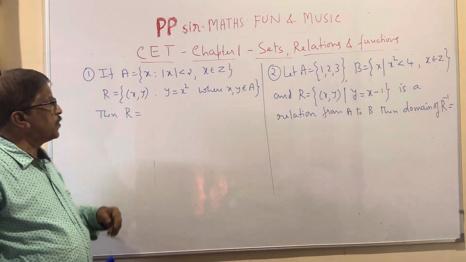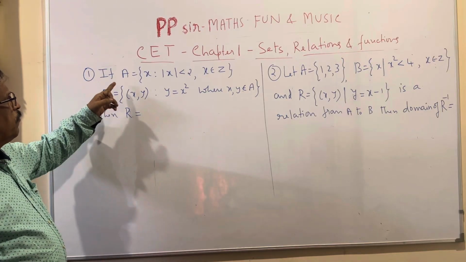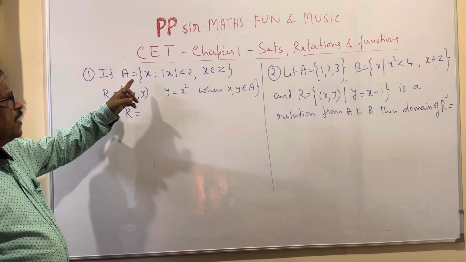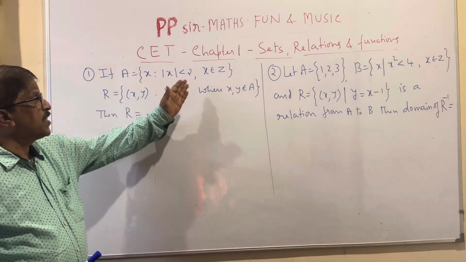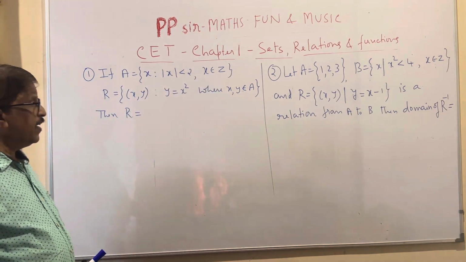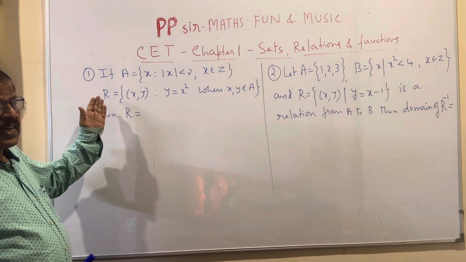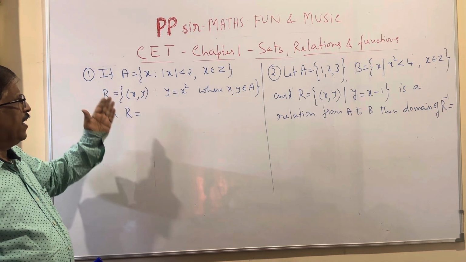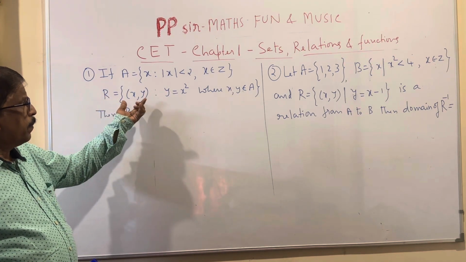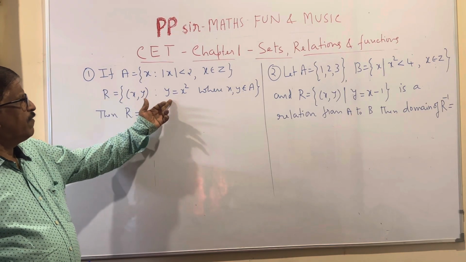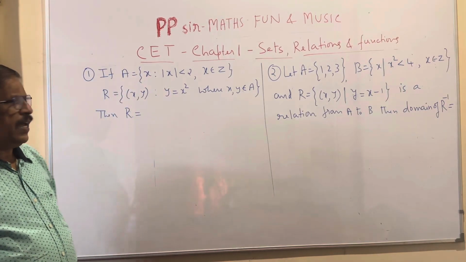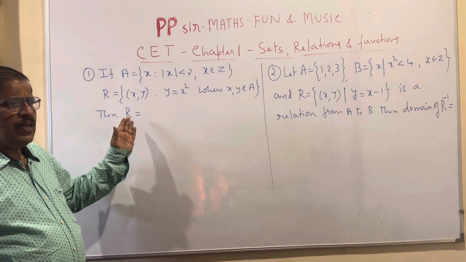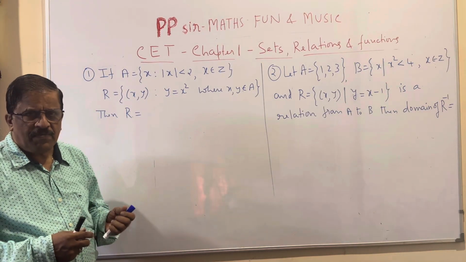First, read the problems. The first problem: if A is a set of all x such that mod x is less than 2, where x belongs to the set of integers, and R is a relation on the set A, which is the set of all ordered pairs (x, y) such that y is equal to x square, where x and y belong to the set A, then what are the elements of R?